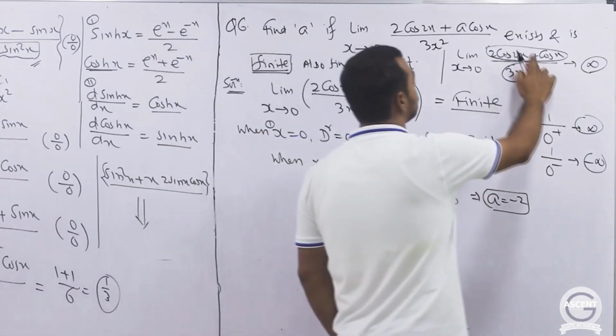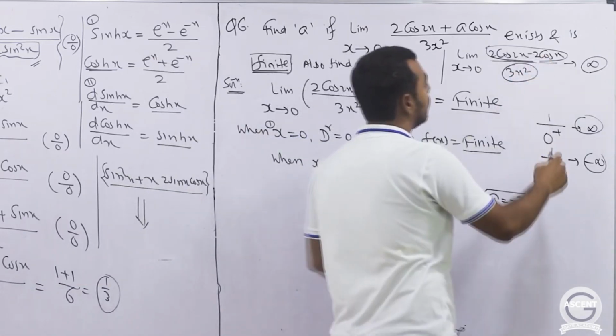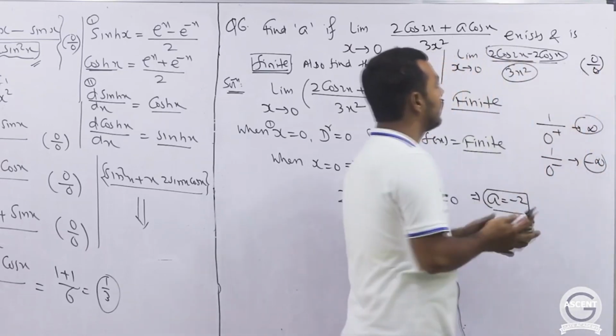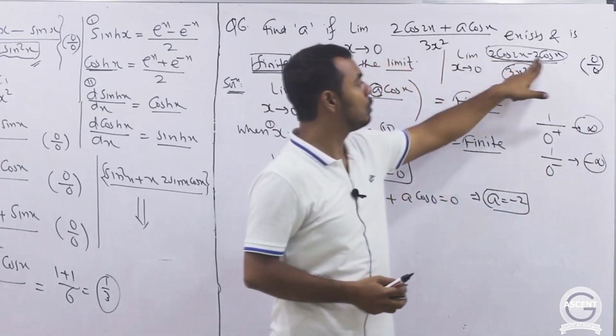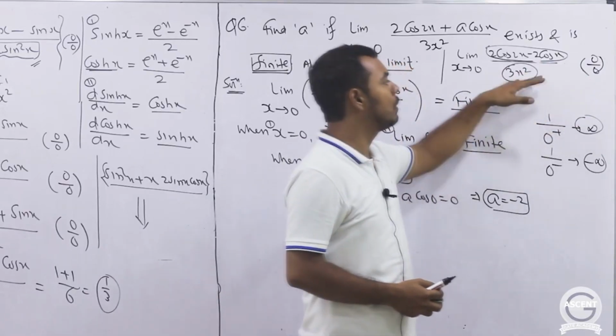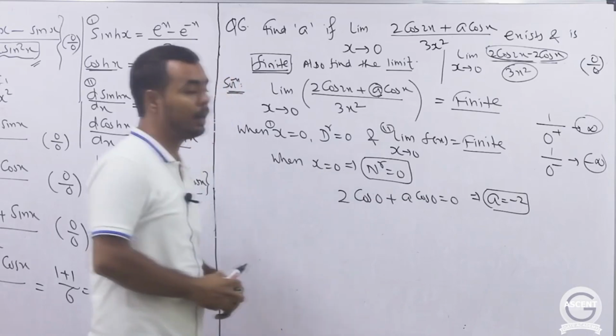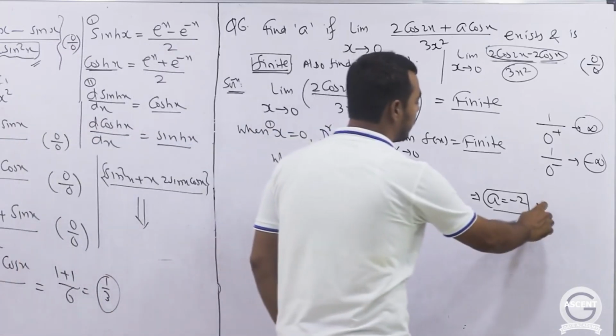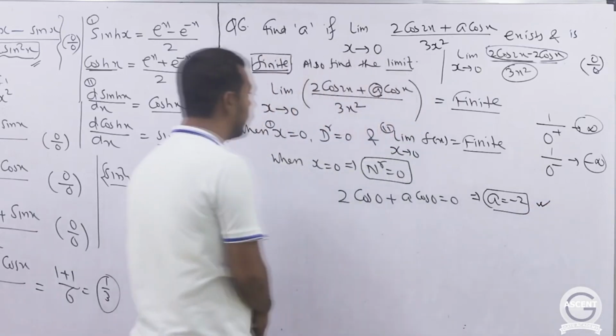Suppose you have minus 2 here, then what will happen? Now you are going to get a 0 by 0 indeterminate form, because if you place x equals 0, you will get 2 minus 2, 0 by 0. And once it is an indeterminate form, only then can it be finite. Otherwise it will be infinity. So the answer to our first part of the problem is that the value of a will be minus 2.